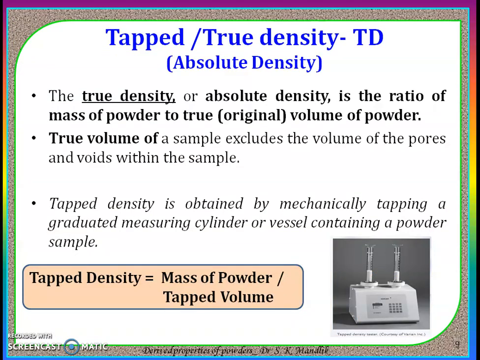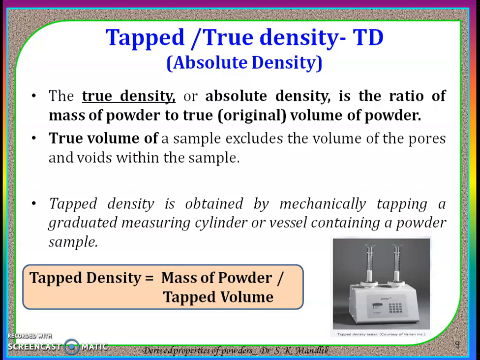Next, true density, also known as absolute density. The true density or absolute density is the ratio of mass of powder to the original or true volume of powder. The true volume of powder excludes all types of space.